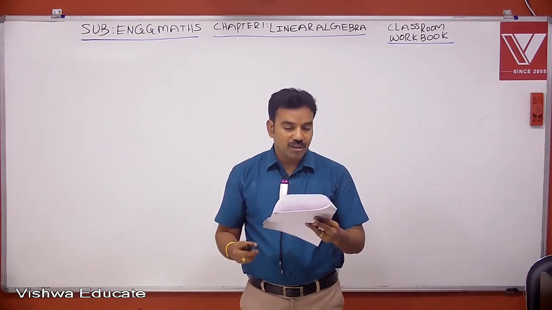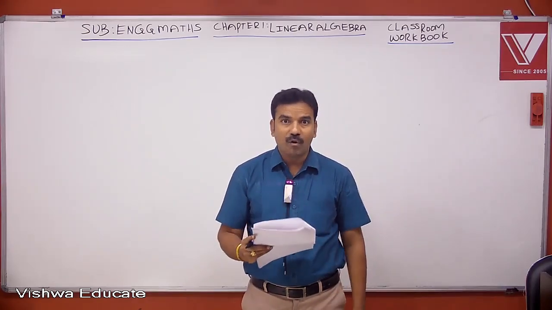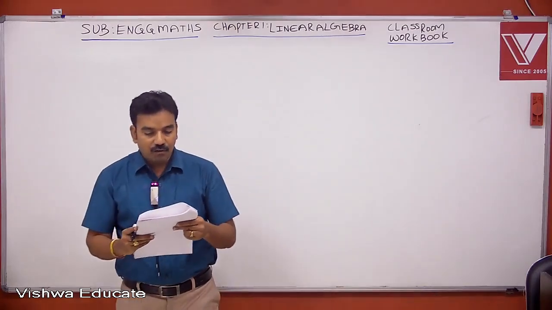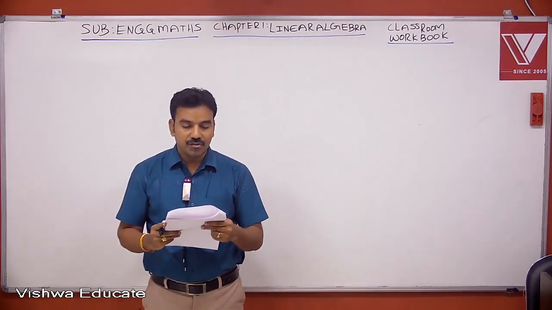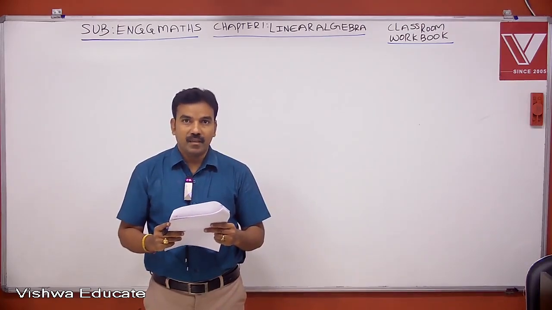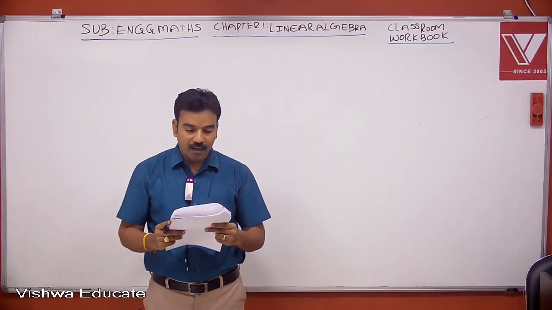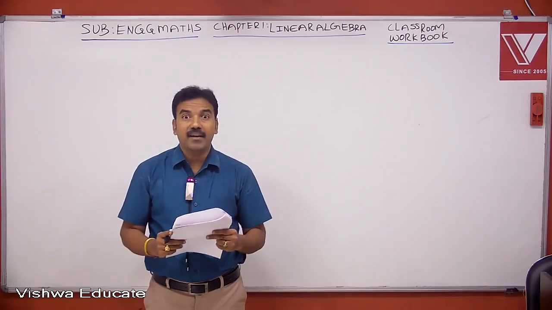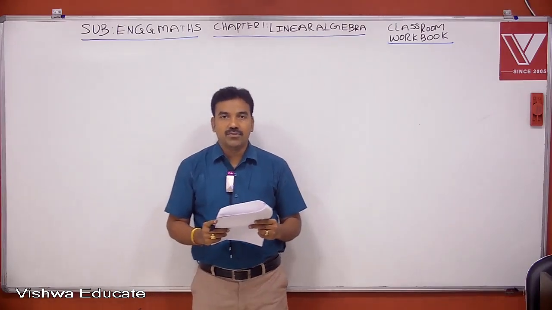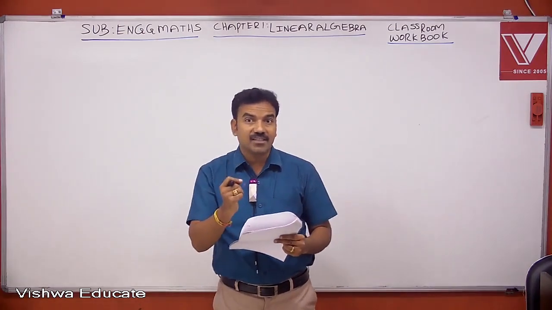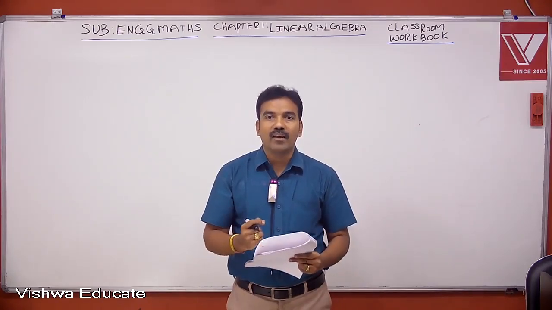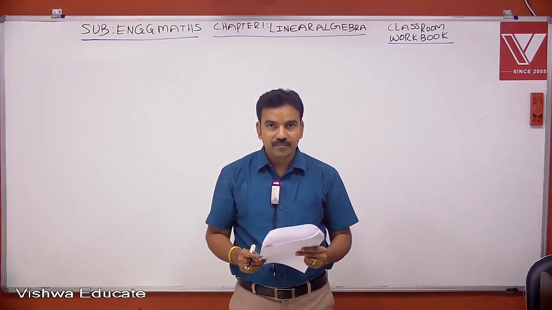Students, just go through question number 75 of chapter 1, linear algebra. Consider the following system of linear equations. Three equations are given in three variables x, y, z. The value of k for which the system has infinitely many solutions is? One coefficient is given as k. We need to find the value of k for which these equations have infinitely many solutions.